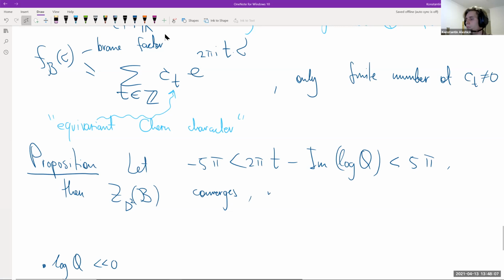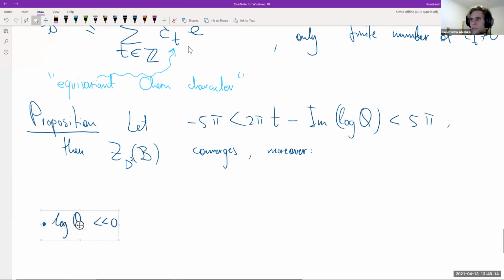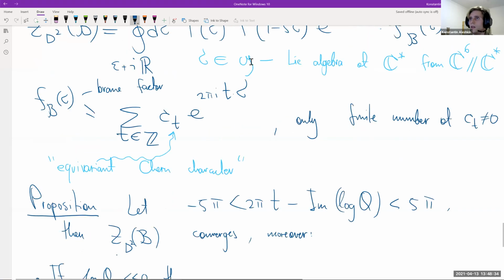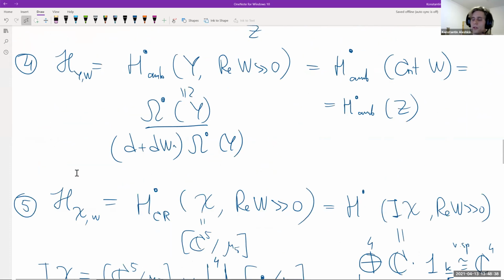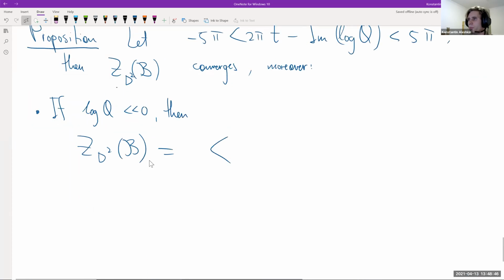And moreover, if logarithm of q is smaller than 0, then this is equal to some expression involving the I function of the total space of O of -5 over P4 with the superpotential. So it is equal to the pairing of the I function of y comma w times inverse gamma class y times w, which I'll explain later.